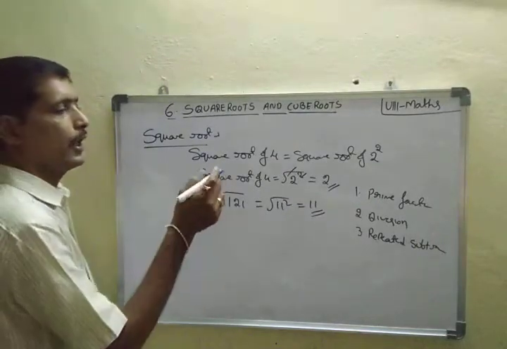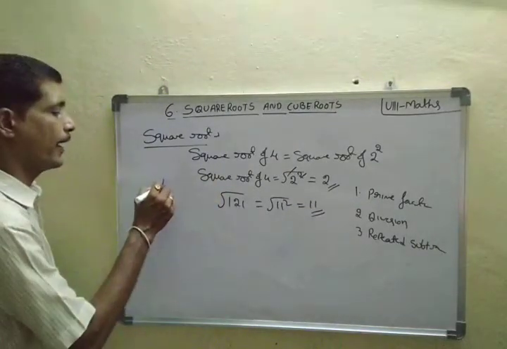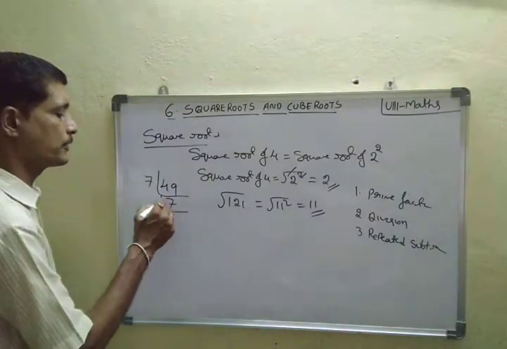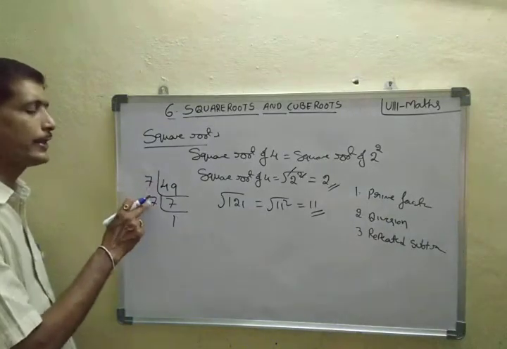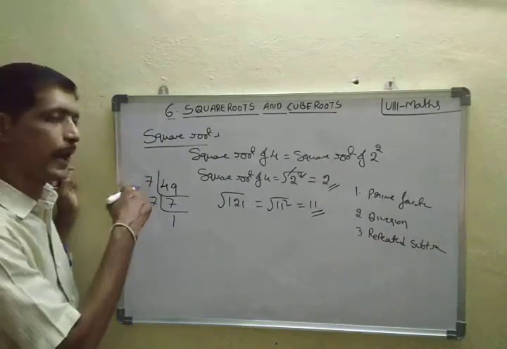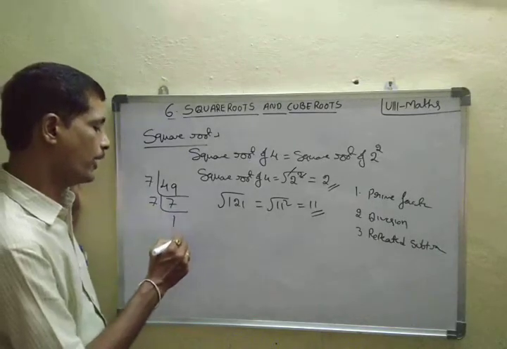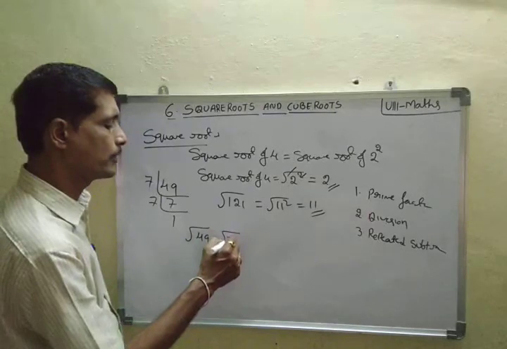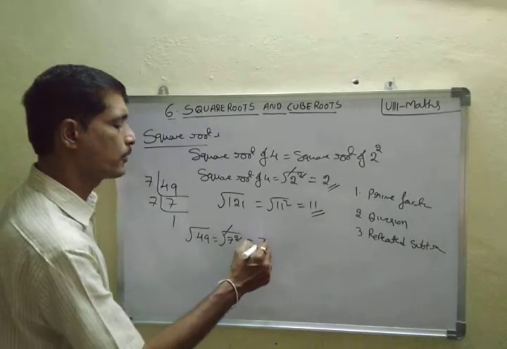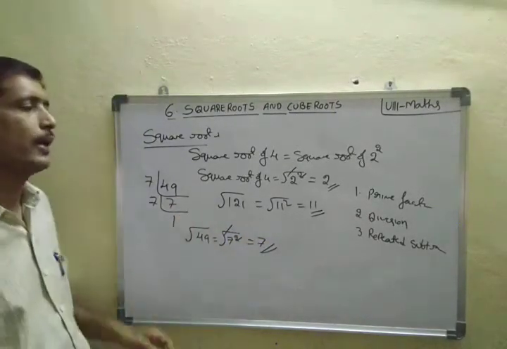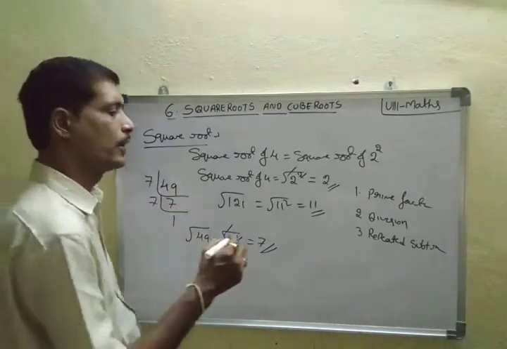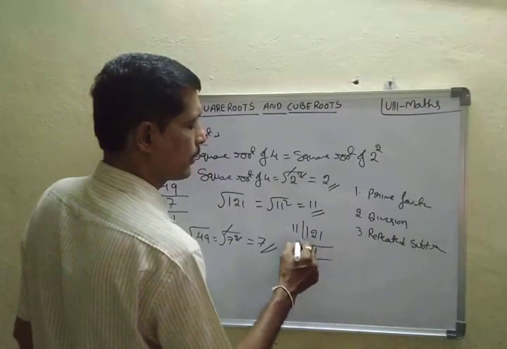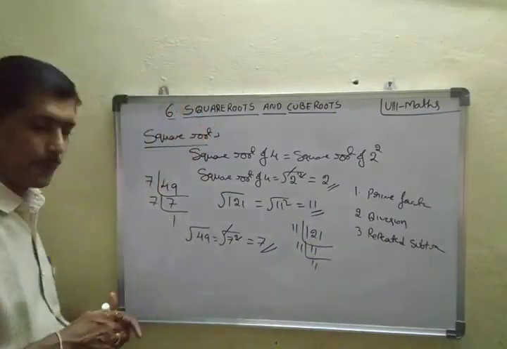Suppose we use prime factorization. Take 49. In the table of 7, 7 sevens are 49, next 7 ones are 7. Here 7 is a prime number. Here only prime numbers are compulsory. Therefore, the square root of 49 equals root 7 squared. Here square and root get cancelled, that equals 7. The square root of 49 equals 7. That is the prime factorization. Otherwise 121, that is 11. Otherwise you take any other number, that is 36.